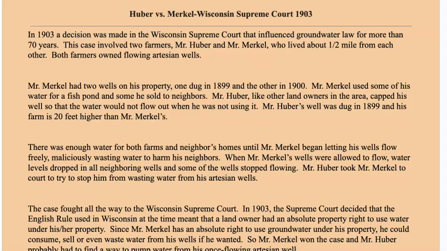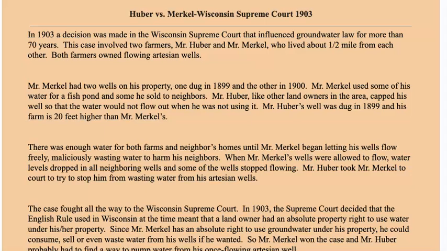This case involved two farmers, Mr. Huber and Mr. Merkel, who lived about 1/2 mile from each other. Both farmers owned flowing artesian wells. Mr. Merkel had two wells on his property. One was dug in 1899 and the other in 1900. Mr. Merkel used some of his water for a fish pond and some he sold to neighbors. Mr. Huber, like other landowners in the area, capped his well so that the water would not flow out when he was not using it.